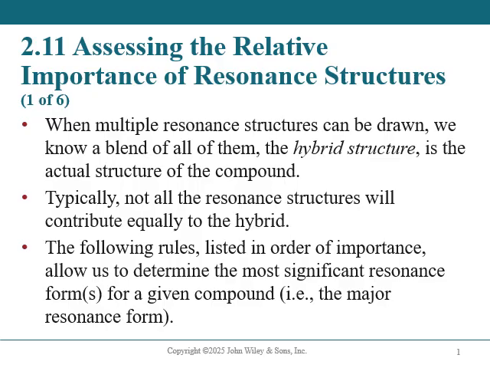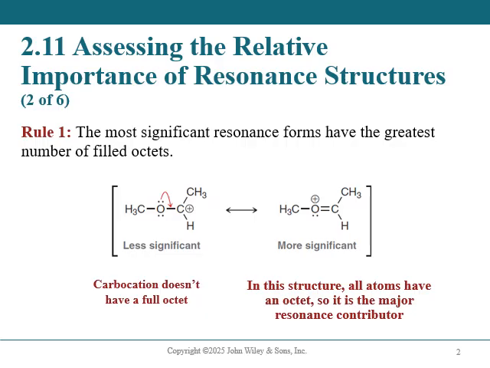Here we're going to have a few rules that we're going to discuss, listed in order of importance, that will allow us to determine the most significant resonance structure for a given compound. In other words, the major contributor, minor contributor, insignificant contributors, etc. Rule number one. The most significant resonance forms have the greatest number of filled octets. Right? This just makes sense. If you can have your octet, that gives you greater stability, so nature actually prefers that quite a bit.